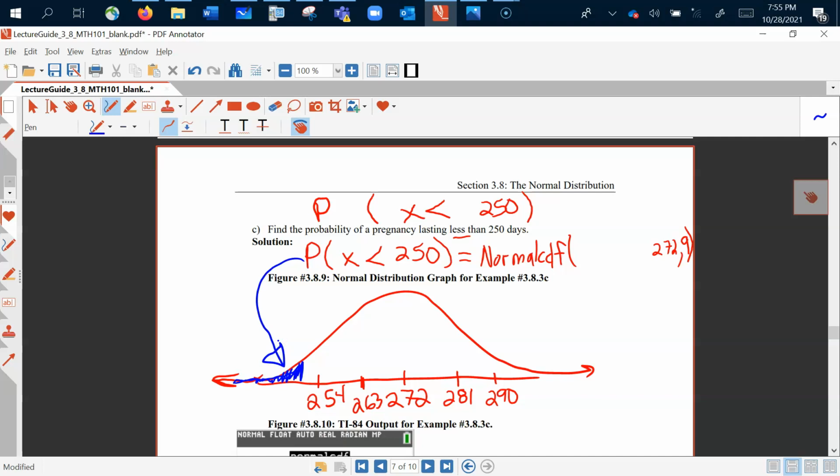So here, I want the lower value to go forever off to the left. So over here, way off to the left is minus infinity. So in place of that, I'm going to use negative 10 to the power of 99. So when I type this into the calculator, it's going to be negative 10, and then I'm going to type the caret and then 99. All right. The upper value is going to be the value on the right, which is 250. So right there is going to be 250.